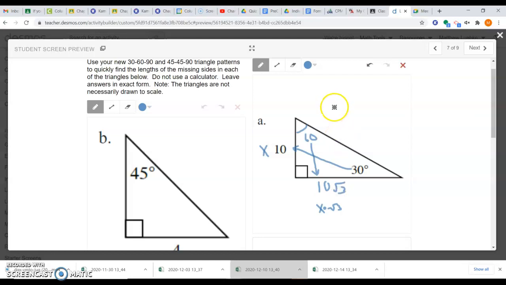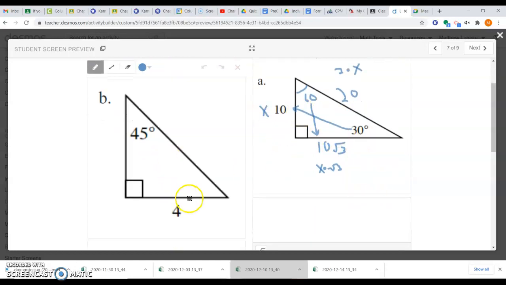We know that my long leg, or my hypotenuse, is 2 times x, and x in my case is 10, so that's 2 times 10, which is 20. Again, you see the pattern where the hypotenuse is 2 times bigger than the short side, and the long leg is square root of 3 times bigger. Let's look at one like B.